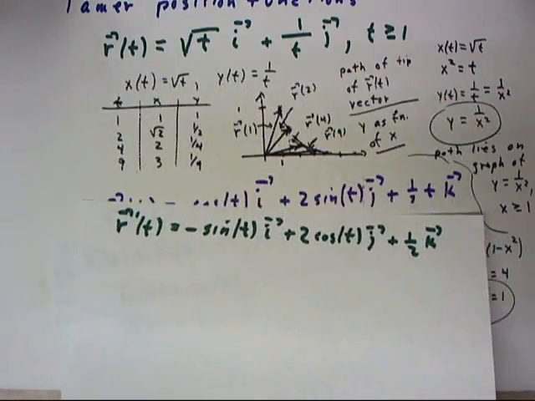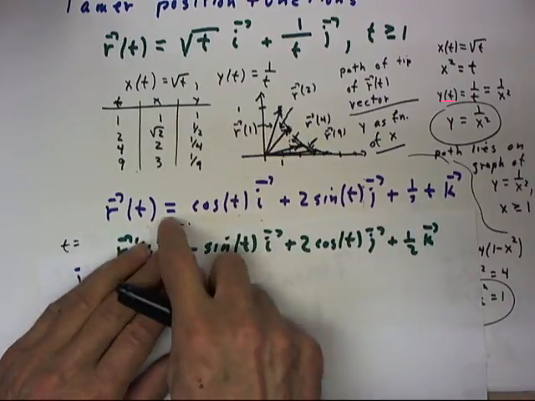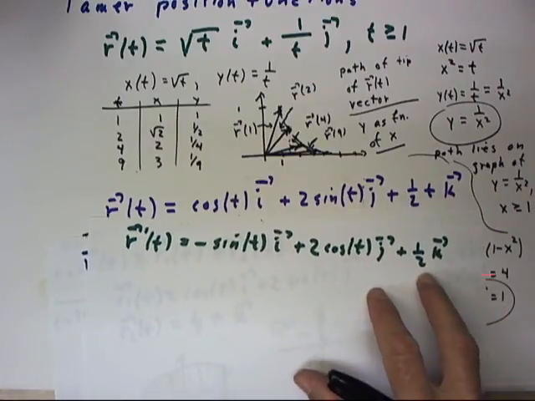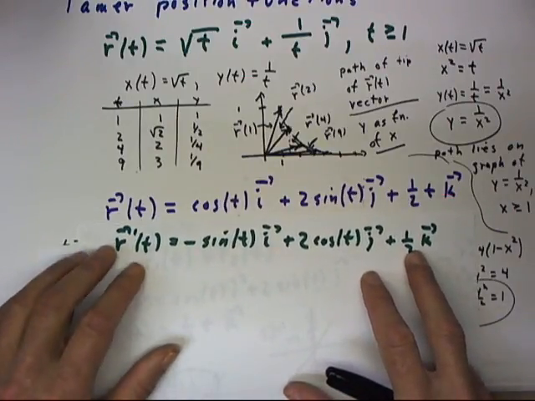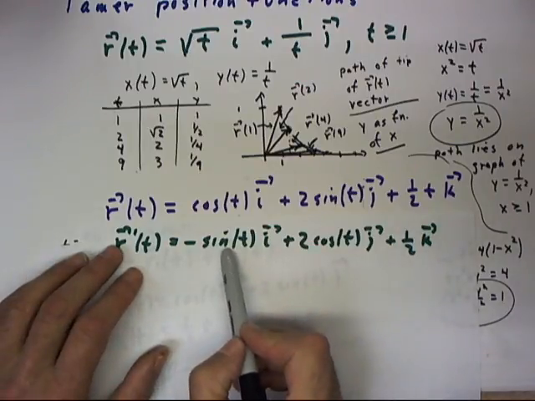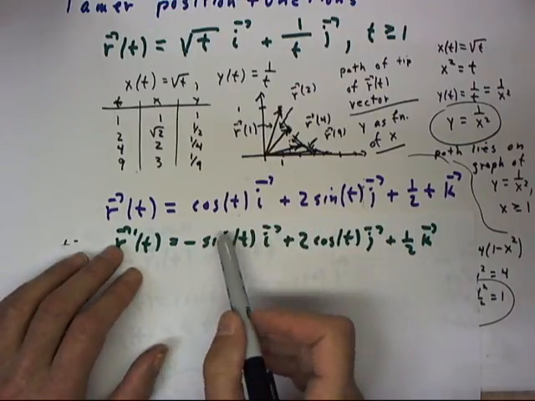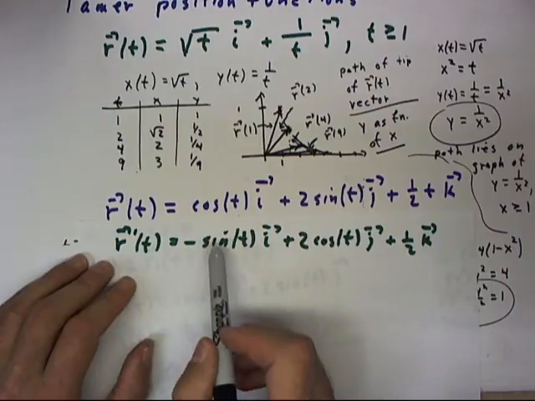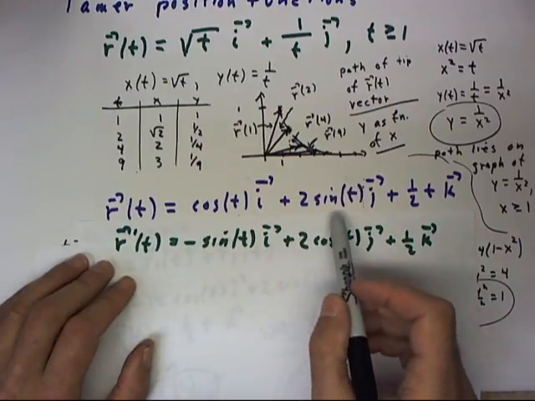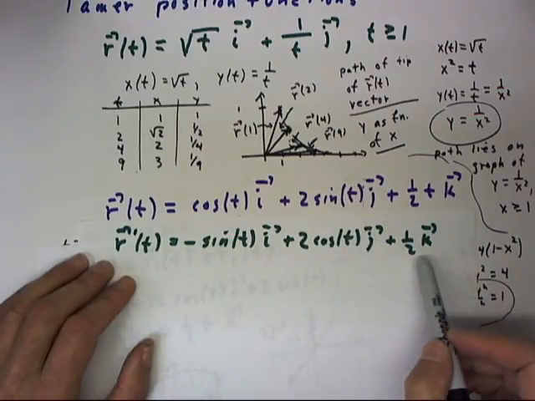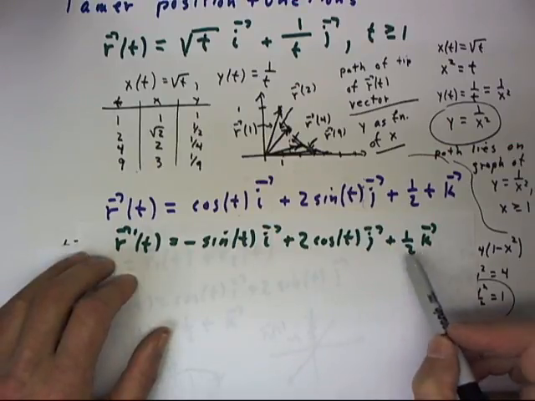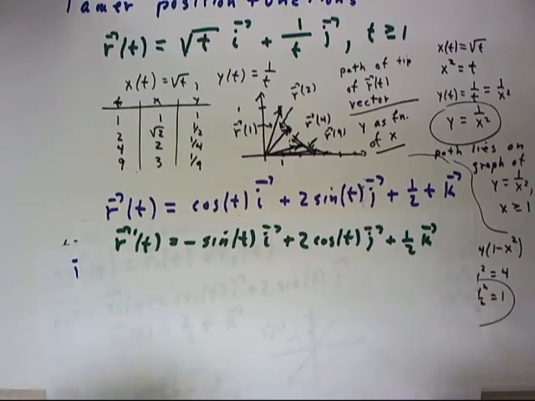Well, remember that r of t was cosine of t i, etc., the function you see in front of you here. And it's easy to take the derivative of this. We don't even have a chain rule to worry about. We see that the derivative has i component negative sine of t, 2 cosine of t for the j component, and just plain old 1/2 for the k component. What does this tell us?